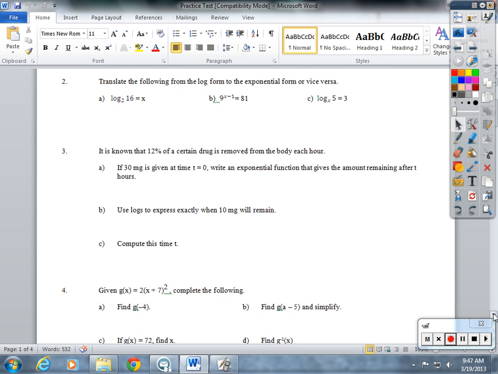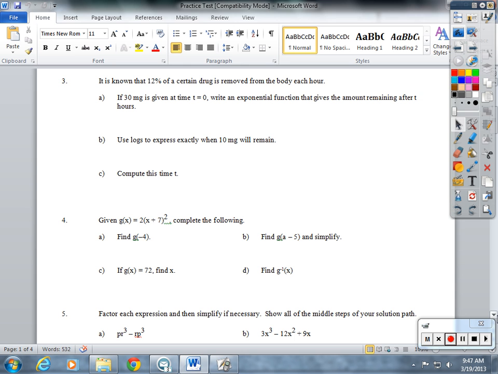So if I scroll down, take a look at number 3 and 4. So 3 is still a Unit 3 topic. Okay, it's known that 12% of certain drugs are removed from the body each hour. This is similar to what we had on the team test. Team test is a little tougher. All right, if 30 milligrams is given at time 0, write an exponential function that gives the amount remaining after t hours.